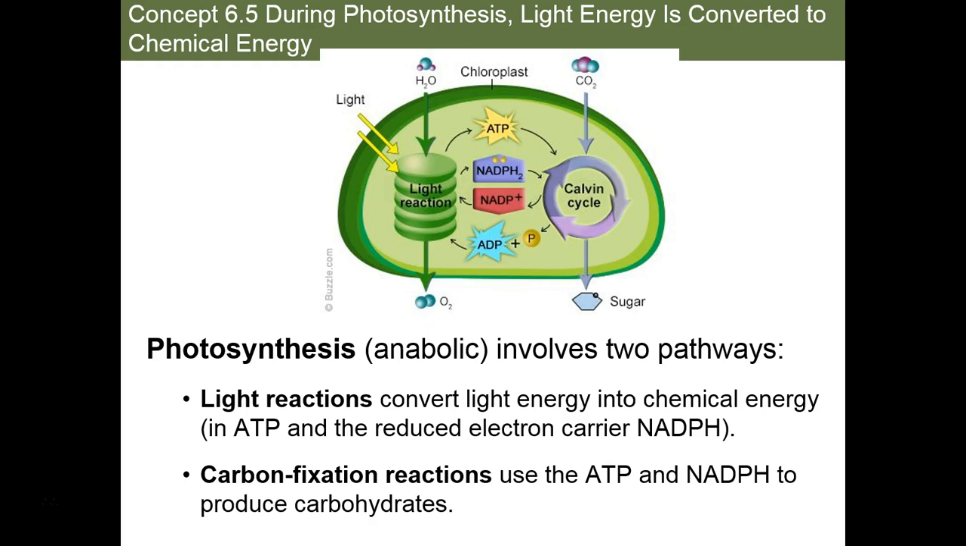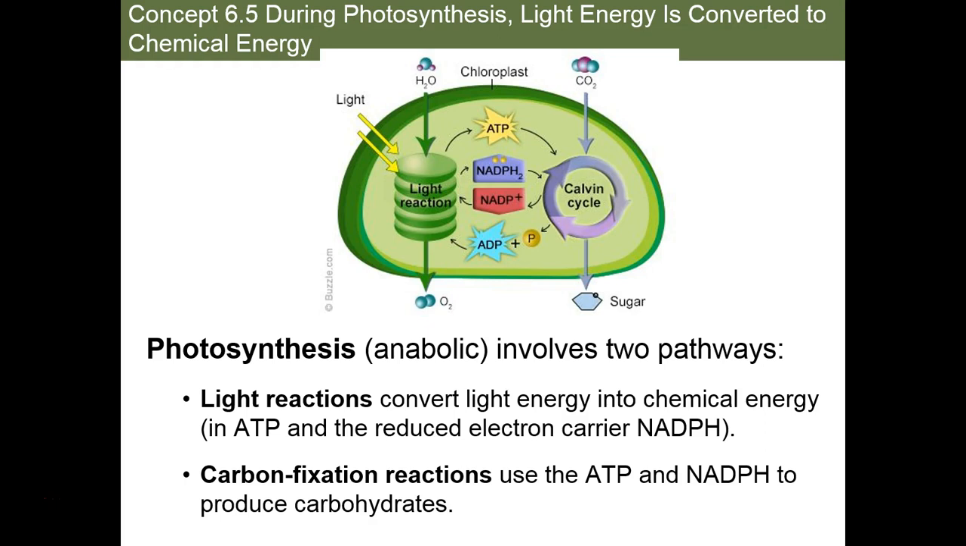Photosynthesis can be broken into two pathways: light reactions and carbon fixation reactions. Light reactions is where light energy is converted to make ATP and produces the reduced electron carrier molecule NADPH. NADPH is similar to NADH, which you find in cellular respiration. But please note that NADPH and NADH are two different molecules found in two different metabolic pathways.